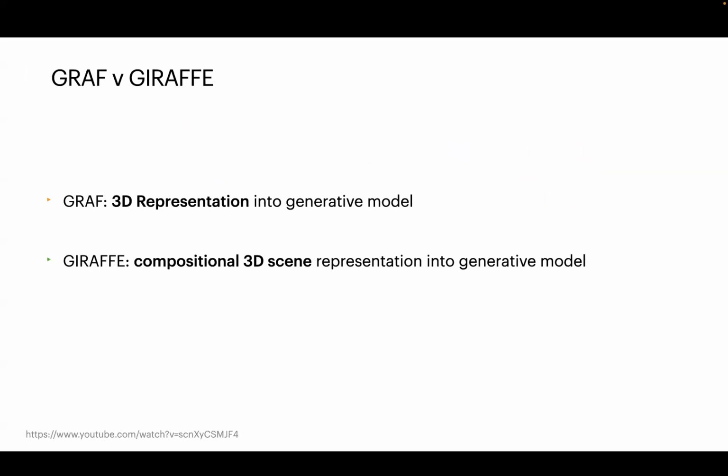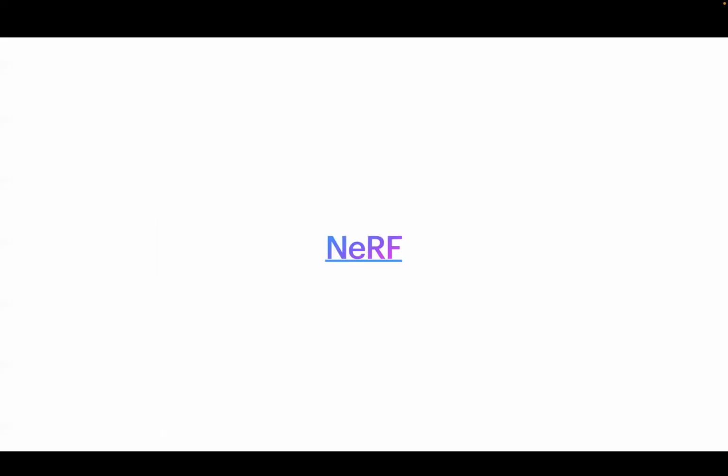So let's do a quick comparison between what we have learned about GIRAFFE in the paper and about GRAF. GRAF is really a 3D representation in generative models, but GIRAFFE is a compositional 3D scene representation in a generative model. In other words, GIRAFFE takes into consideration not only color but different features, and we'll see why in a minute. Before that, I will do some explanation about NeRF.